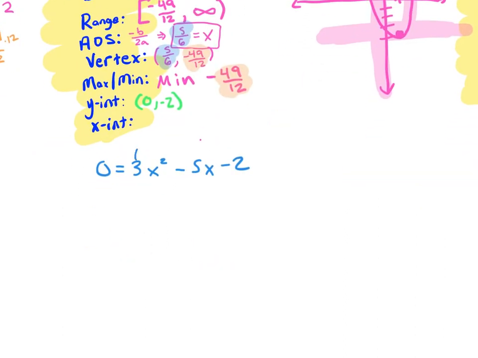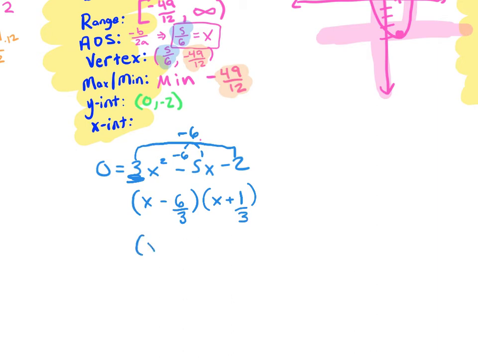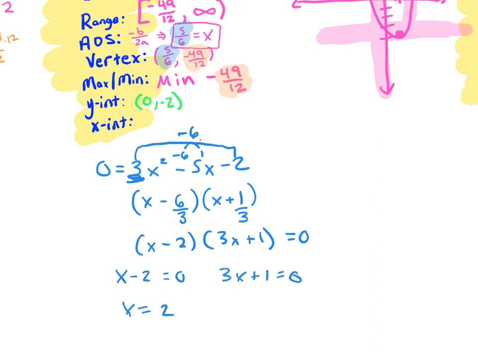Since our first term is not 1, we have to multiply the first and the last together. So this is negative 6. Do we have two factors of negative 6 that add and give us negative 5? Negative 6 and 1. So in our parentheses, we have x minus 6 and x plus 1. We can't forget that we didn't start with 1, so we have to divide both of these by 3. So this is x minus 2 and 3x plus 1. Set both of them equal to 0. So x is equal to 2, and x is equal to negative 1 over 3.